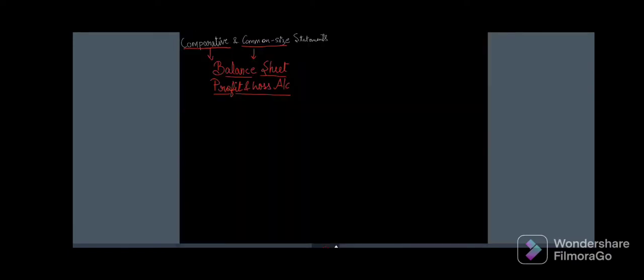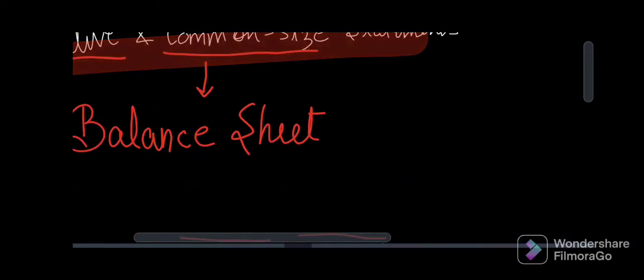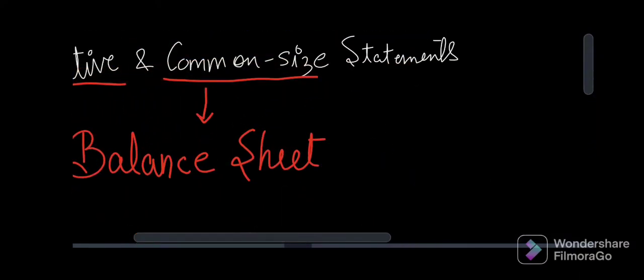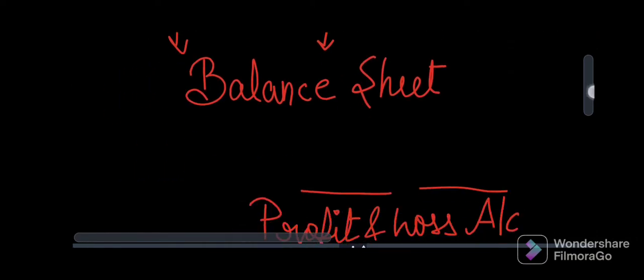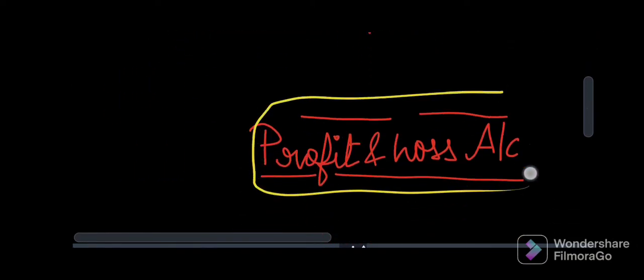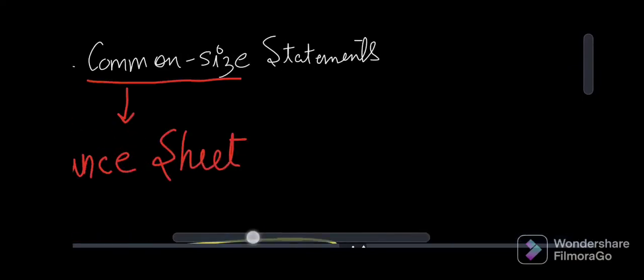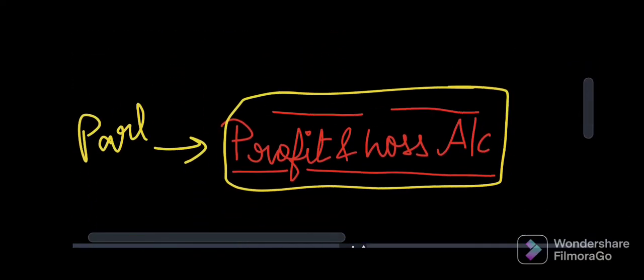Now, without wasting further time, let's dive directly into the chapter, which is Comparative and Common Size Statement. In this chapter, we are going to look at the balance sheet and the profit and loss account. About the profit and loss account we have already talked in part 1, how we have to prepare the common size statement and how we have to prepare the comparative size statement. So about the profit and loss account we are very clear.